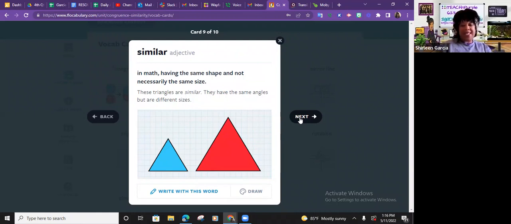Same. We talked about that a lot in ELA this week and last week because we were talking about synonyms. Synonyms are similar words. In math, similar also means the same. So they are similar shapes because they're both triangles, even though they are different sizes, okay? So similar shapes have the same shape. They do not necessarily have to have the same size though.